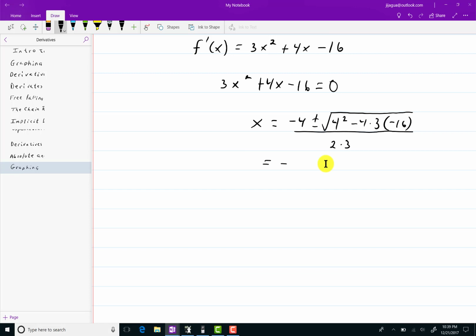So I have negative 4 plus and minus the square root of 16. Now what do I have inside of here? I have 12 times 16, which is 192.